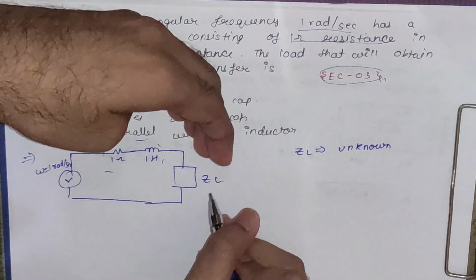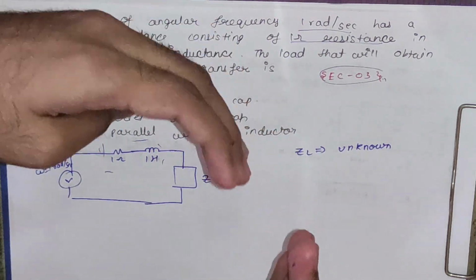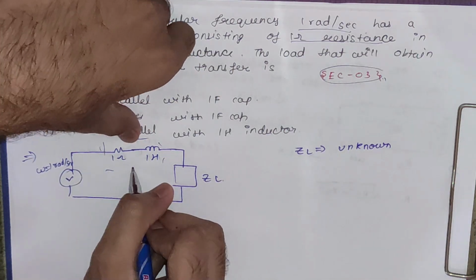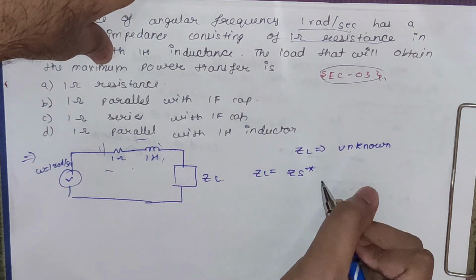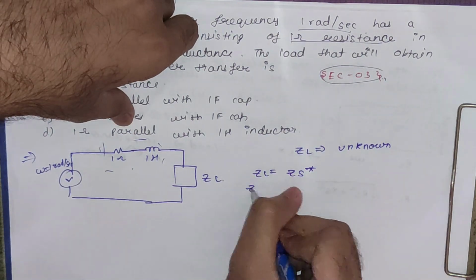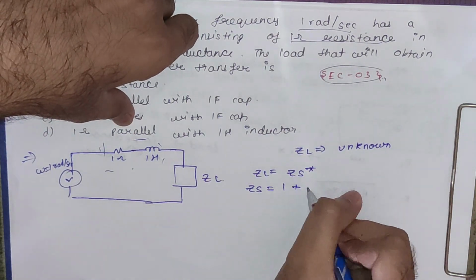Okay, so for this type of sum where you have to find out the value of ZL and you have a ZS here, your ZL value will be simply ZS's conjugate. Okay, so here you can get ZS is nothing but 1 plus j, right?